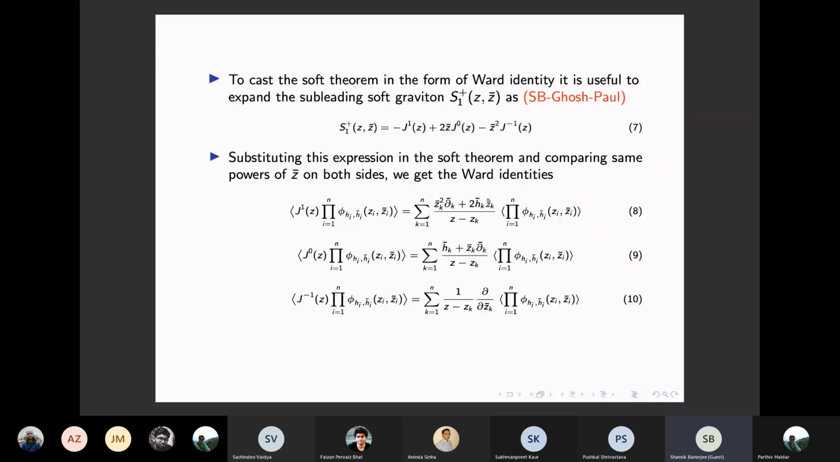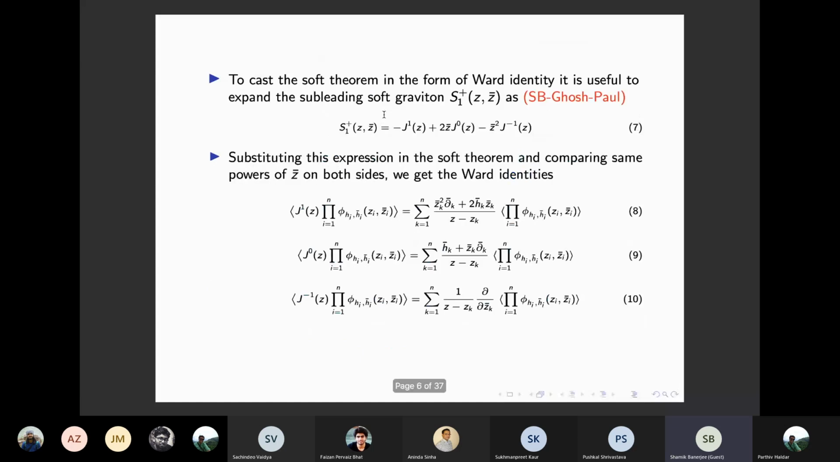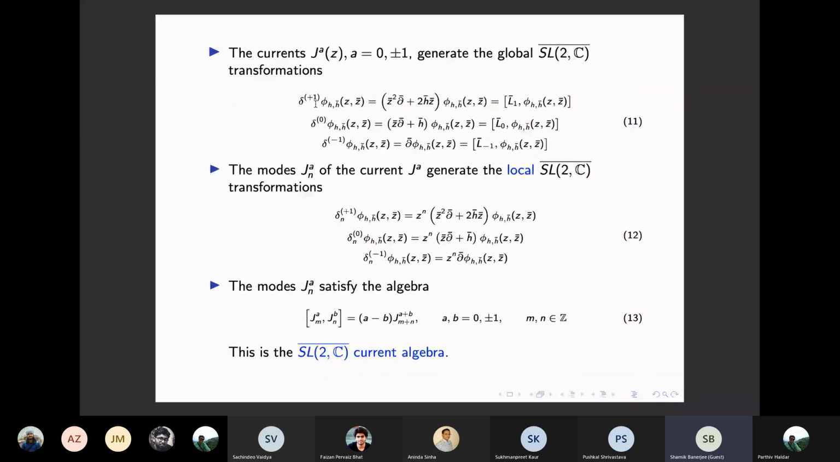So we can see these three Ward identities. So we have these three coefficients which are this J, A, Z, and they generate the global SL2C bar transformations. So how do you do this? You can see that this particular Ward identity, J1Z times phi is equal to this. So that is equivalent to the global transformation, which I write as delta plus 1 acting on phi HH bar, and that gives me this.